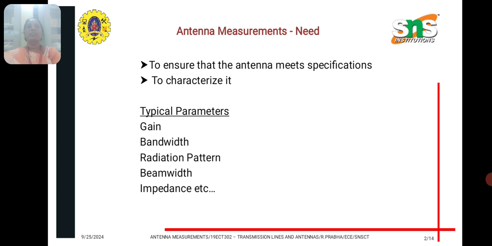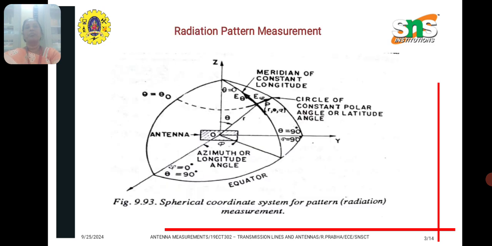So, the antenna measurement need is to ensure the antenna meets the given specifications and to characterize the antenna. And there are various parameter measurements available. One is we can measure gain, and we can measure bandwidth, radiation pattern, beam width, impedance, etc.